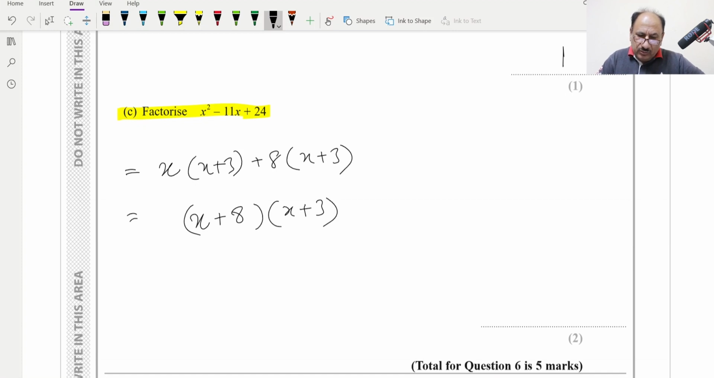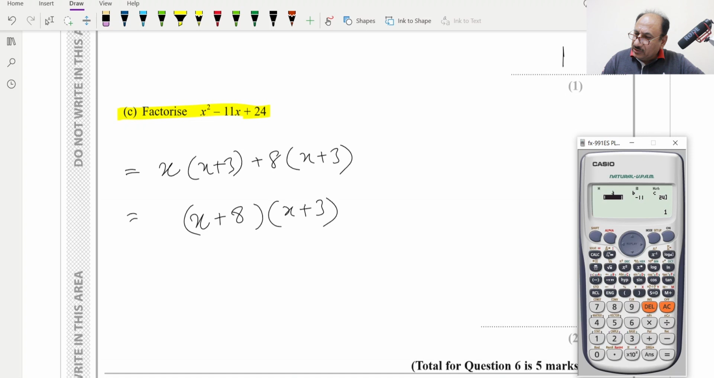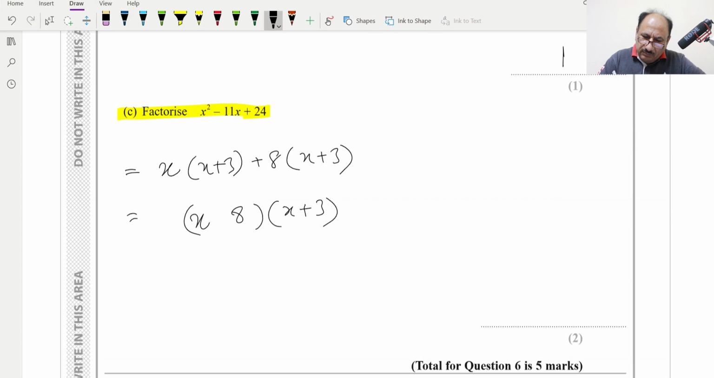So we are making some mistake. I will check because this is minus 11, so it should be with the calculator. If we check, it is giving us 8 and 3, so it should be minus 8 and minus 3. Minus 8 and minus 3 will result in x squared and minus 3x, so we will change to x minus 8 and x minus 3, and this should also be minus. Now everything is fine. So our factorization is x minus 8 and x minus 3. This will be the final answer.